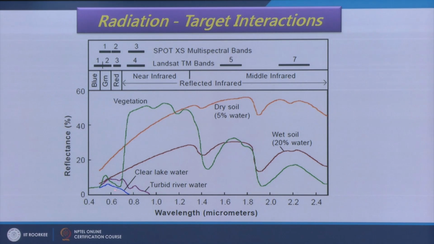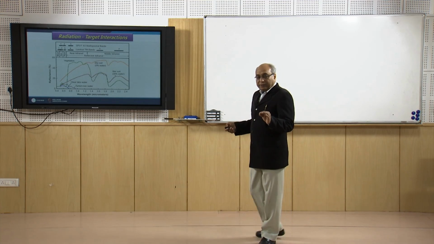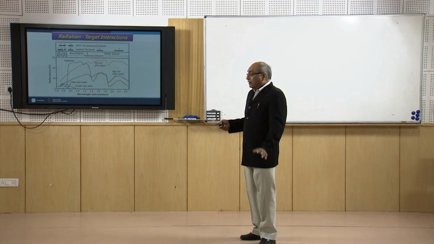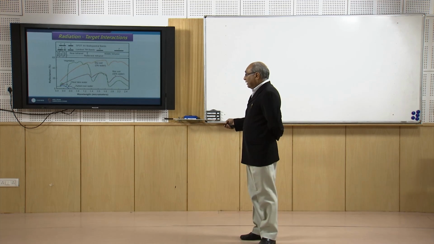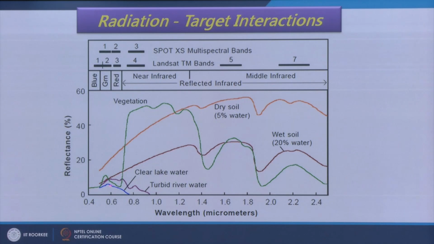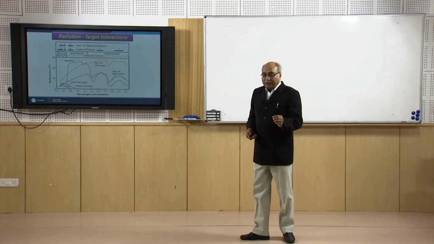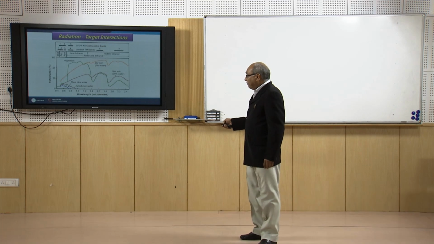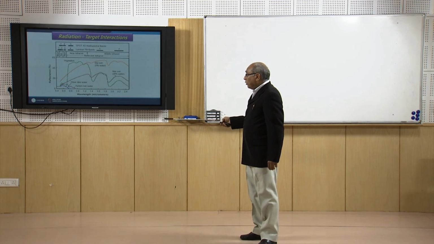When you have clear lake water which is standstill, clear meaning you do not have suspended particles, and you may not have any algae or chlorophyll content, then the maximum reflection will come around 0.6 micrometer, and then there is total absorption beyond this range. Whereas if the water is turbid, that means there are suspended particles present, then the reflection may continue even up to 0.9 or very close to 1 even in the near infrared part.